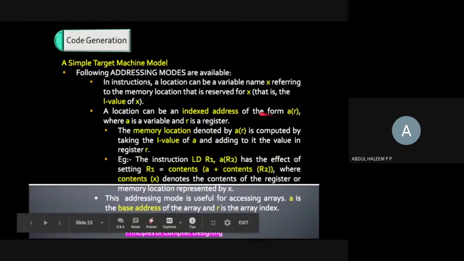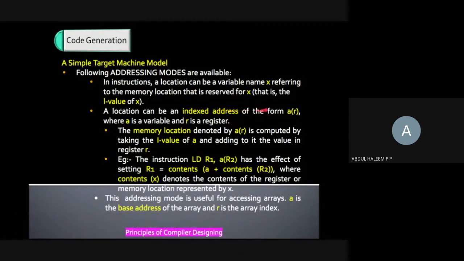The first thing is indexed address. It is of the form A(R), where A is a variable and R is a register. Now how is the address of A(R) computed? It will take the L value of A, that means the address of A, and that value will be added with the value of R. That is how the address of A(R) is computed.